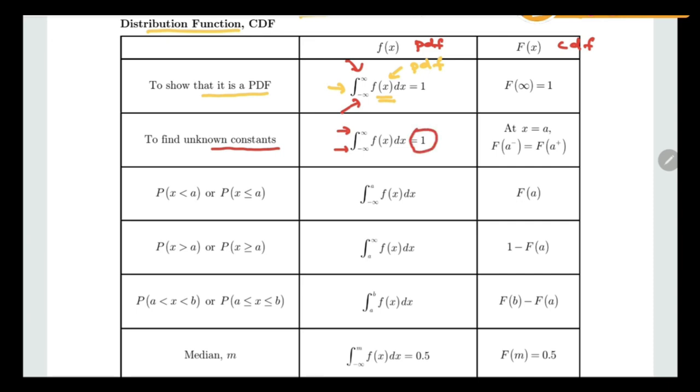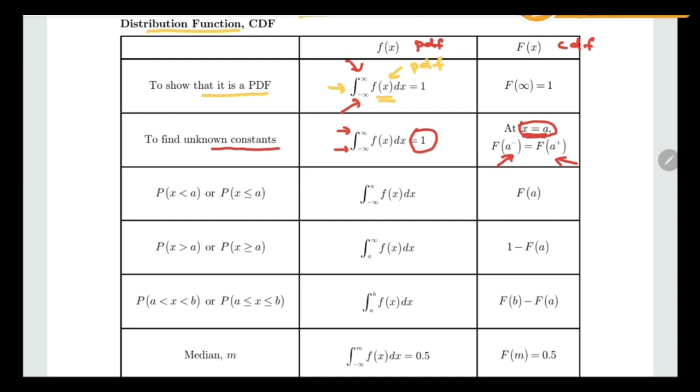But for the CDF, when the question asks to find a constant, you don't have to integrate because you are already given the integrated function. You need to substitute a value. That value depends on the question, on what interval. Then we compare the substitution of that x from the left side and from the right side. We compare these two values in order to find that constant.